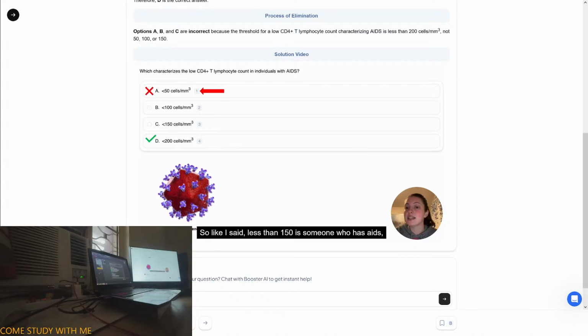So like I said, less than 150 is someone who has AIDS, but that is not the benchmark that we use. Less than 100, the patient definitely has AIDS, but once again, not the benchmark. And once again, less than 50, they definitely have AIDS, but it's not the benchmark that we use to transition from HIV to AIDS. So it's very important to remember that someone with HIV will officially progress to AIDS when their CD4 T cell lymphocyte count drops below 200 cells per cubic millimeter.